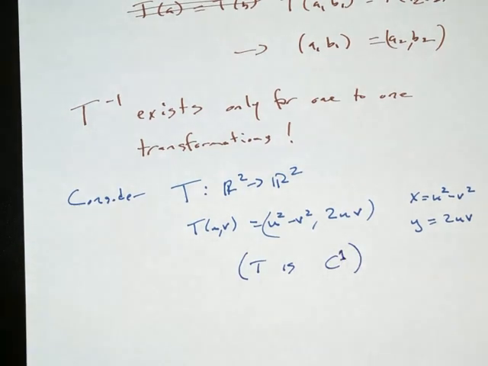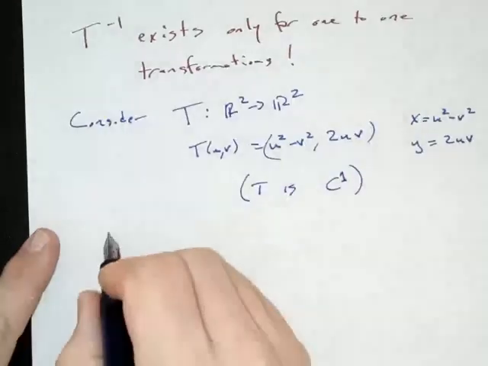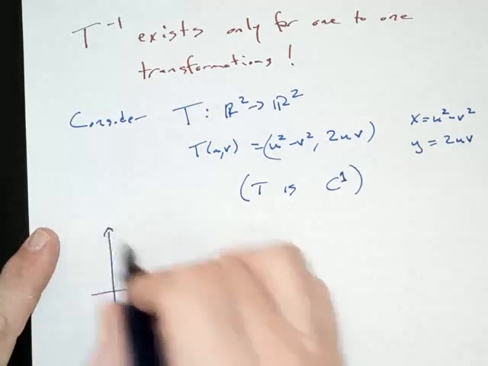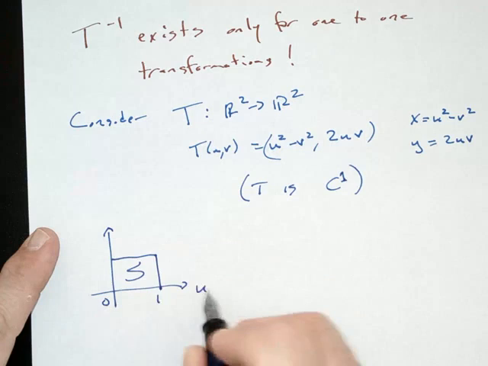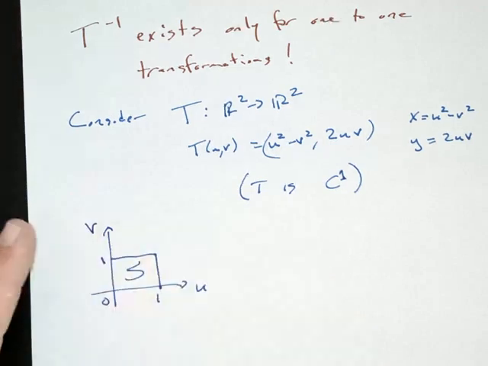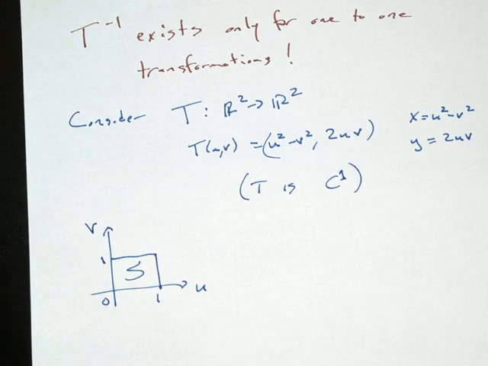I would like to know, if I am in the UV plane, I have a square S.